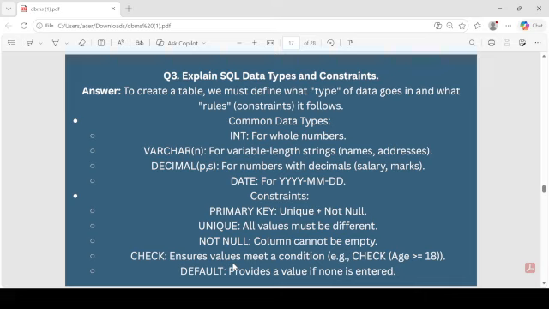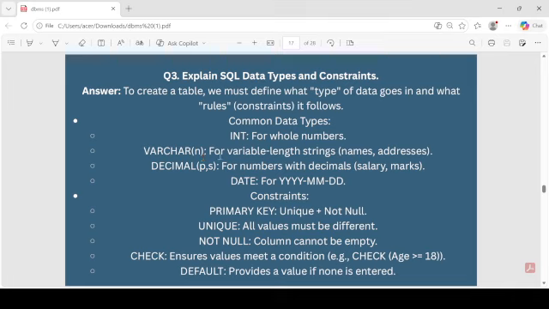The third question will be explain SQL data types and constraints. So for SQL data types, to create a table, we must define what type of data goes in. And the rules are known as constraints. So constraints are basically the rules which are used to create or manage the database, that are as follows. So let's talk about data types. The first data type will be int, which is a number, integer type.